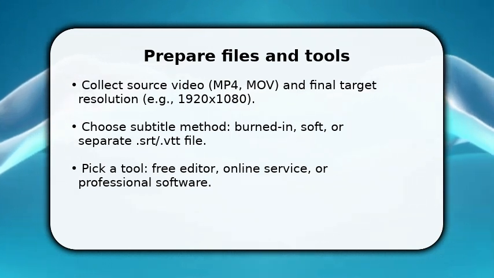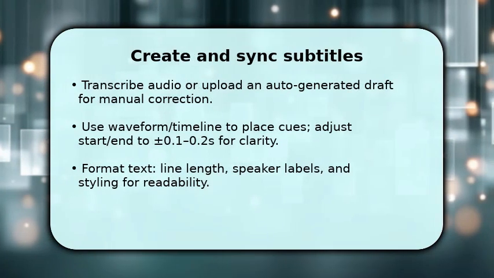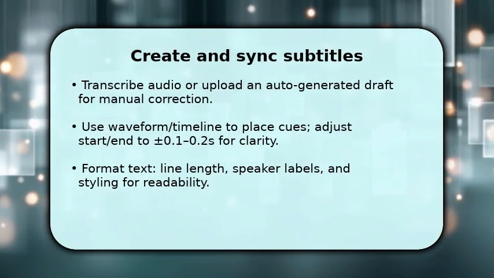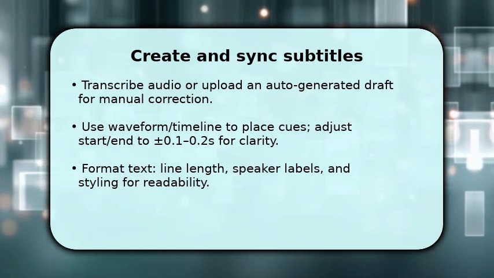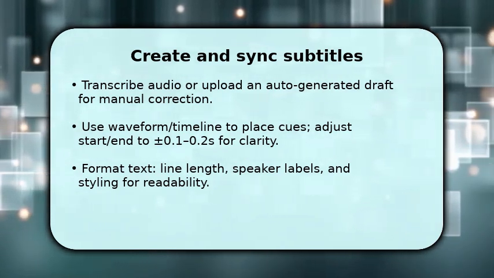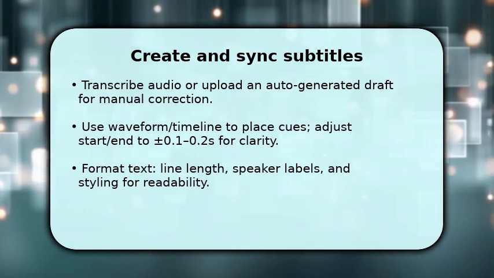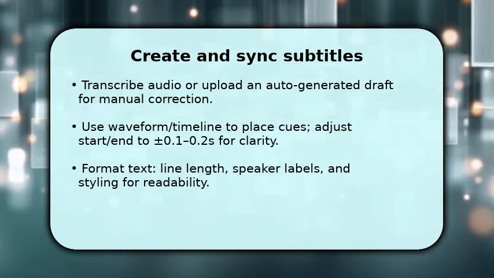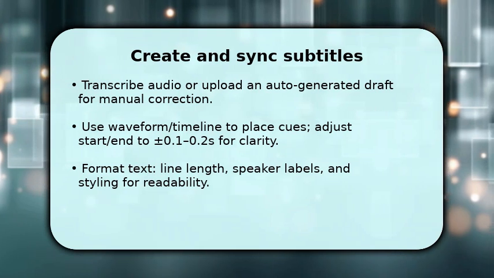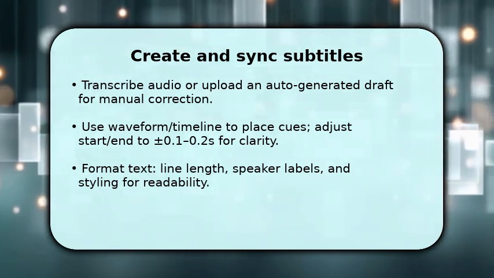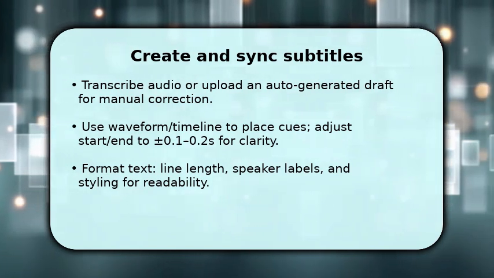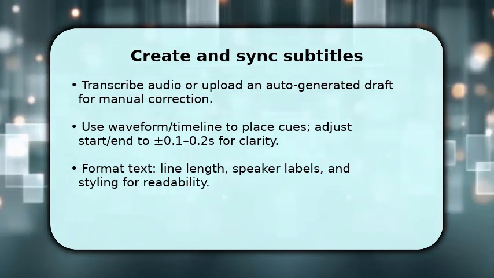Now you produce and align the captions. Transcribe the audio or import an auto-generated draft, then play sections and place cues using the waveform or timeline. Adjust each start and end time by about 1/10 to 2/10 of a second so reading matches speech. While you work, break long lines, add speaker labels when needed, and keep text visible for at least 1 second per 12 characters. This pacing improves comprehension and accessibility.